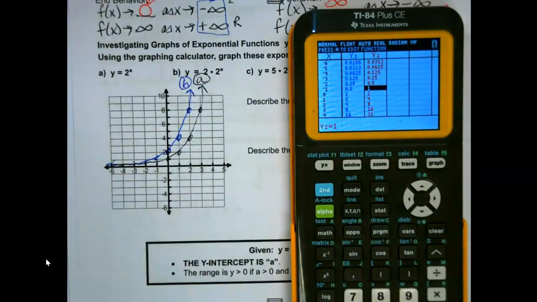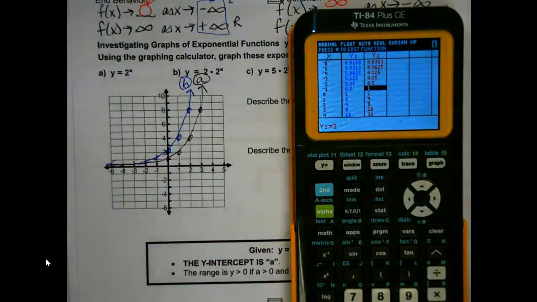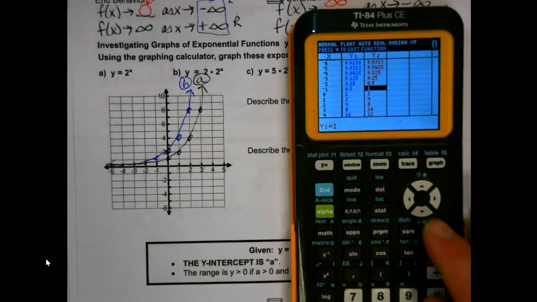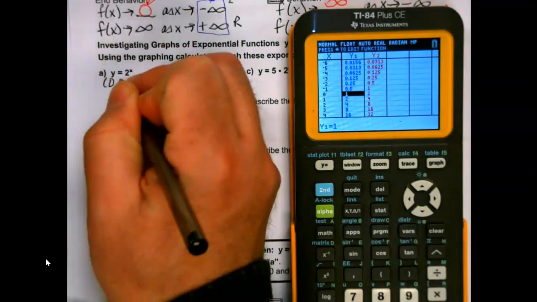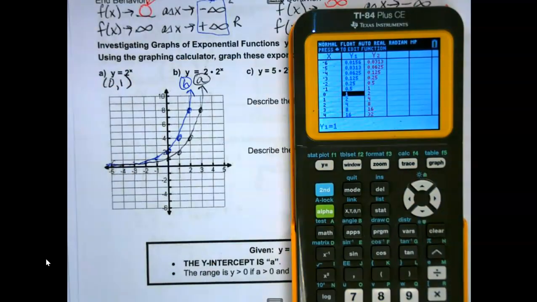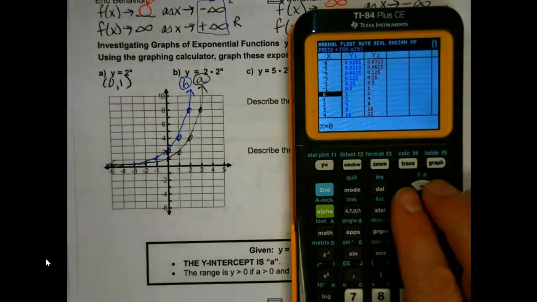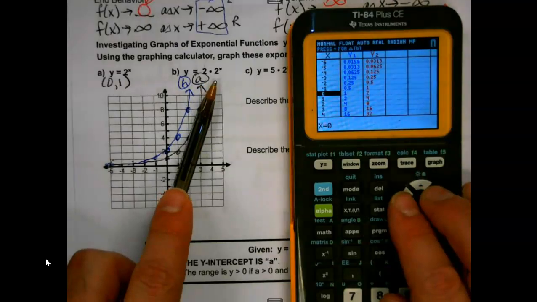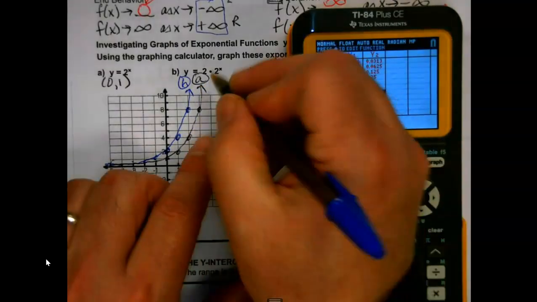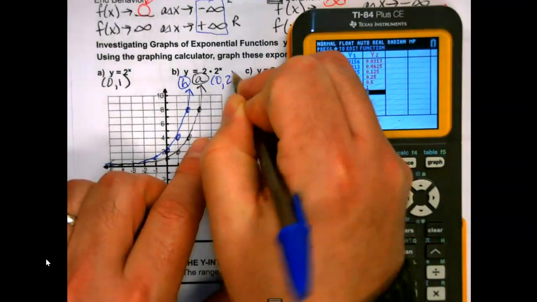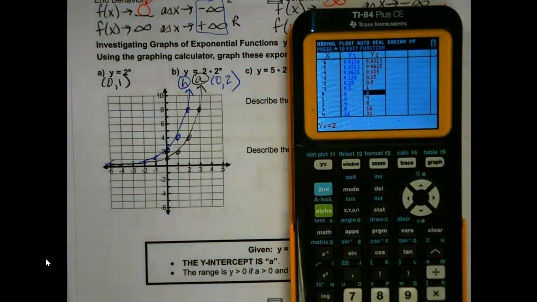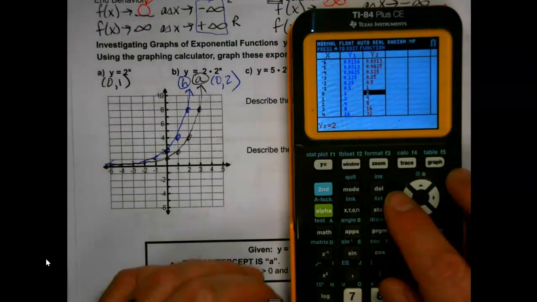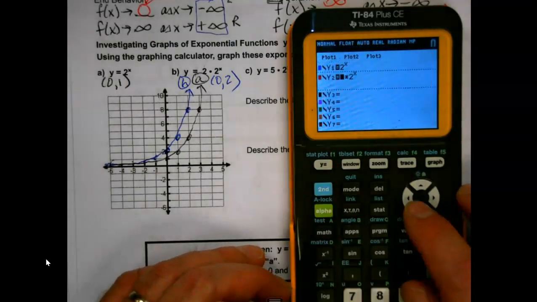But here's what I'm going to have you jot down, or what I want you to notice. When we did 2 to the x, my y-intercept was 0, 1. Then I did the next one, and my y-intercept was 0, 2. I wonder if this is a thing.